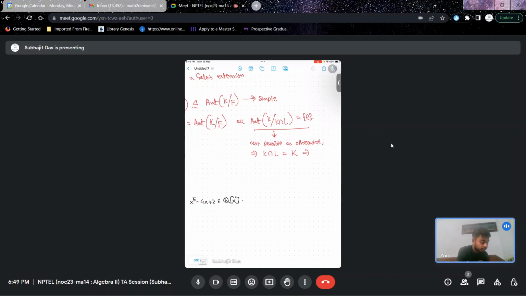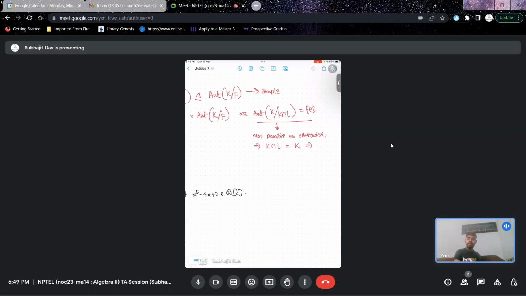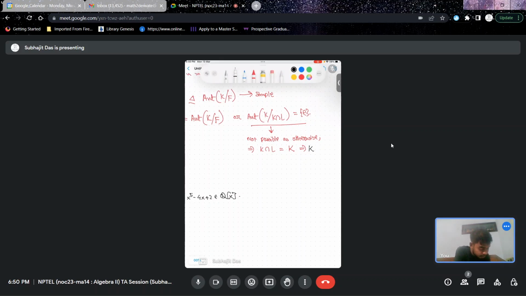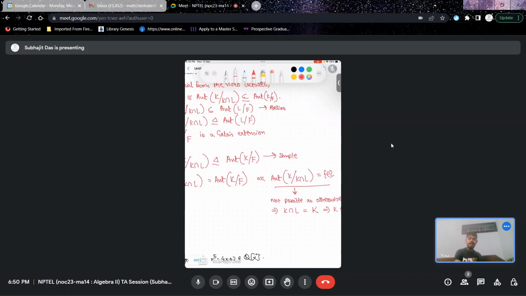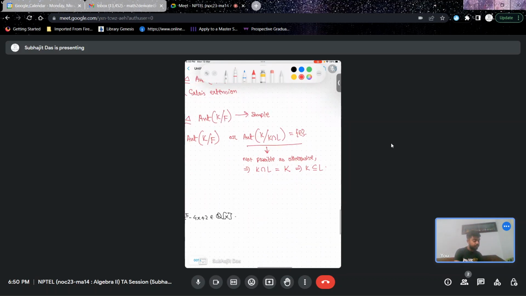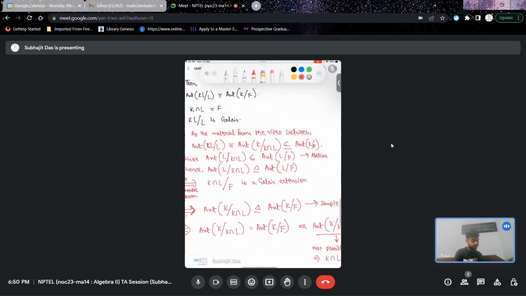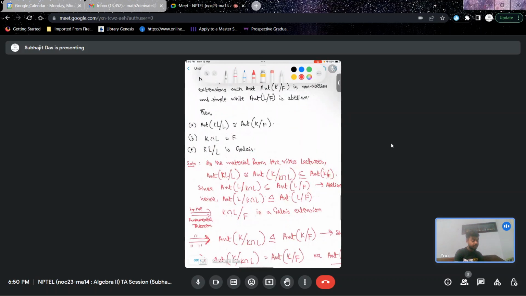So anyways, this is not possible. If K intersection L is equal to K, then this would imply that K is contained in L, right? Now why is that a contradiction? Why can't it be the case that K is contained in L? So what was K? Yes, Aut(K/F) was assumed to be non-abelian and simple, right?